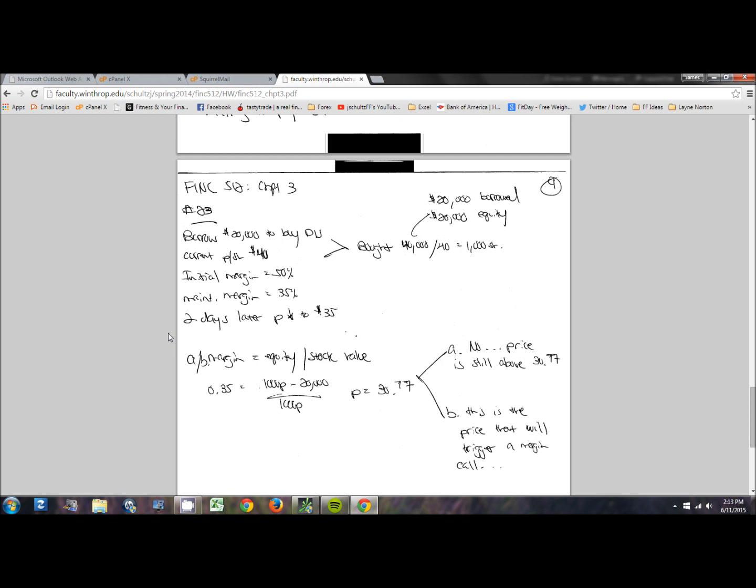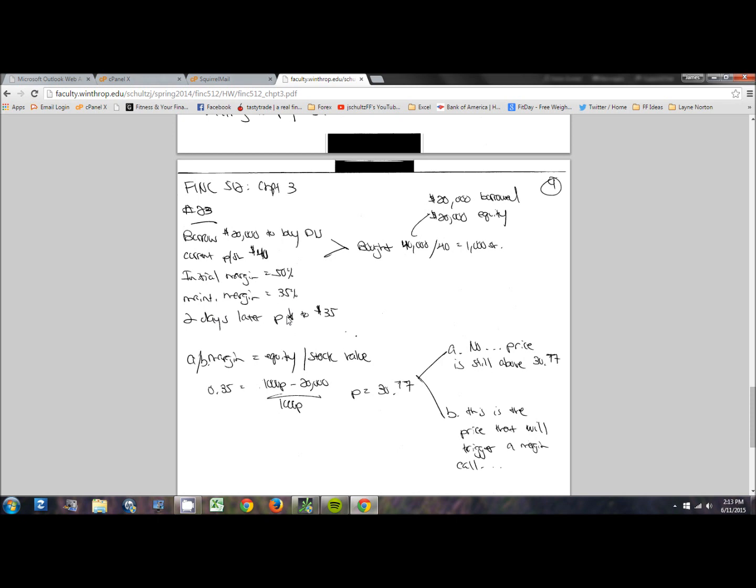And so let's do the short sale example here in a minute. Let's do number 23 first, because number 23 is kind of your standard cookie cutter margin problem. Okay? So, you borrow $20,000 to buy Disney, DIS. The current price per share is $40. The initial margin is 50%. The maintenance margin is 35%. Okay? 2 days later, the price falls down to $35.